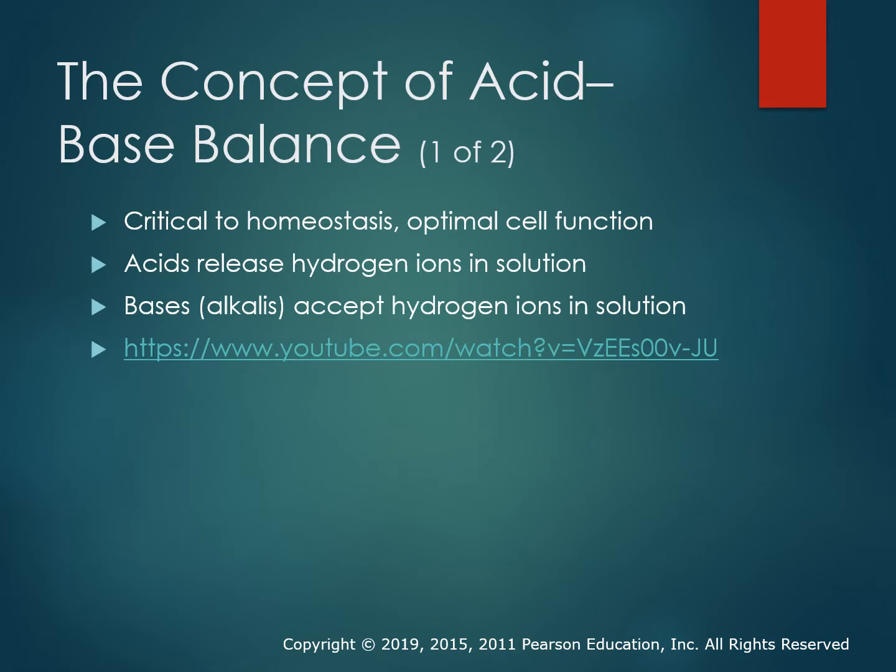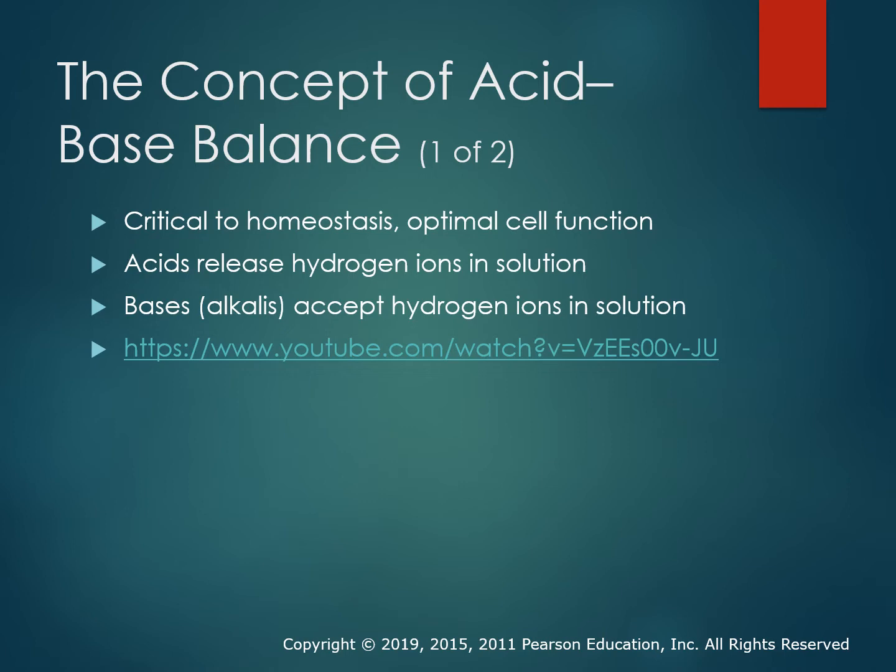So let's get started. The concept of acid-base balance. Acid-base balance is critical to homeostasis. We have to have that balance in our body. Our pH levels have to be between 7.35 and 7.45. If we alter from those, then we are going to be in an altered state of homeostasis. And so if the pH drops below 7.35, then we are considered in a state of acidosis. If it is greater than 7.45, then our bodies are considered in a state of alkalosis.